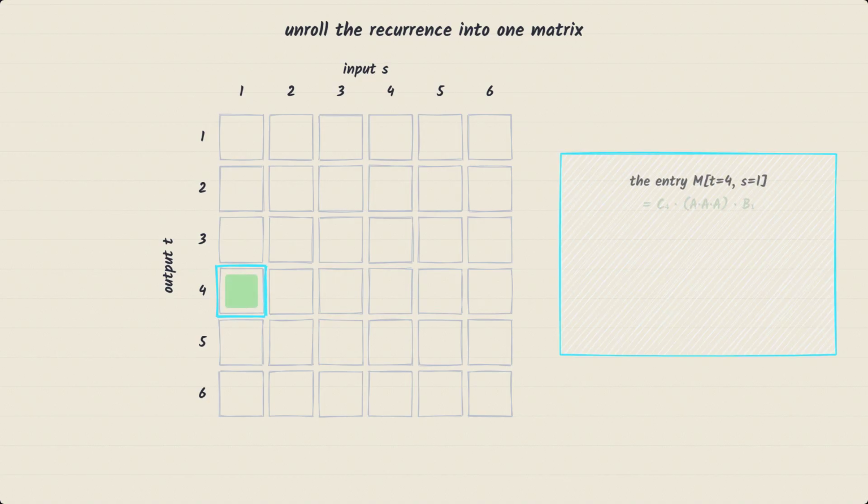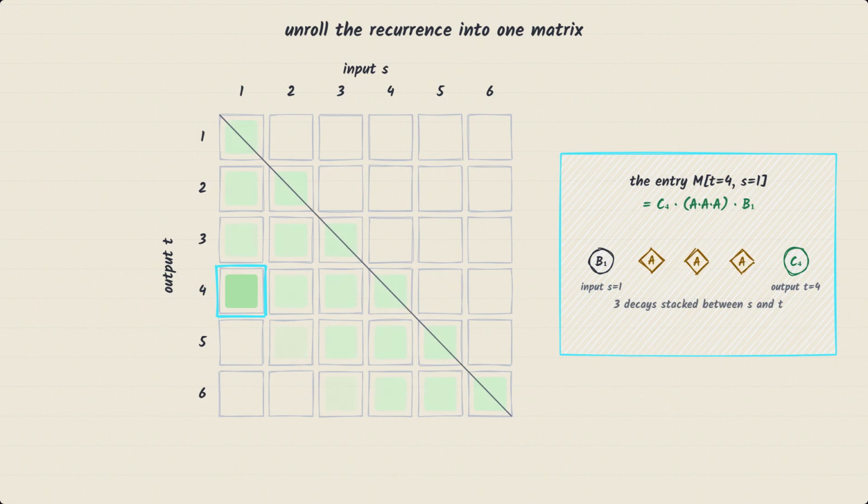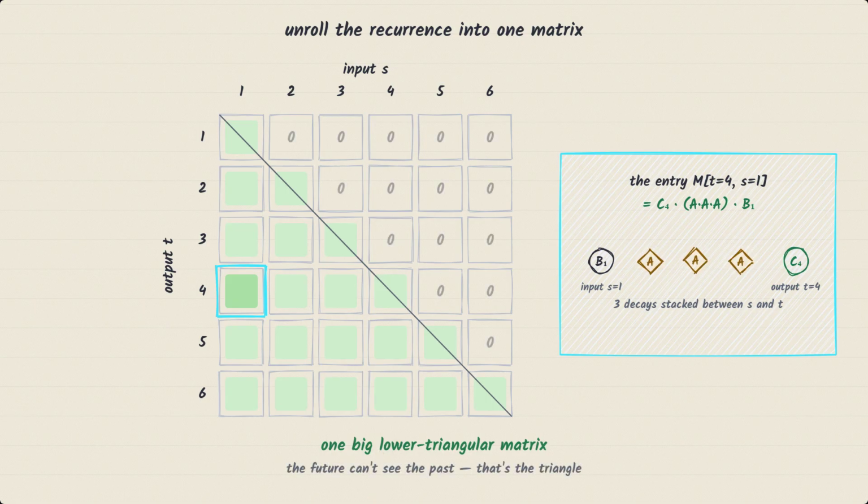Now unroll that recurrence all the way and ask, what single matrix turns the whole input sequence into the whole output? Because the state just accumulates and decays, output T depends on input S through the decays stacked between them. A times A times A. Lay all those out, and you get one big lower triangular matrix. The future can't see the past. That's the triangle. And this is the punchline.